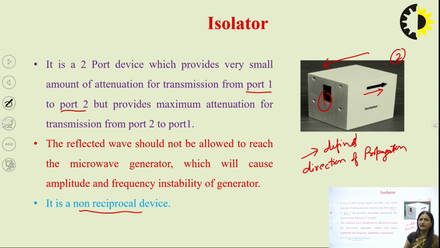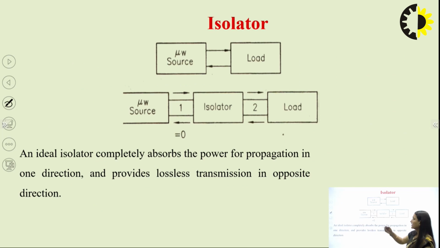This is the main property of the ferrite device which we are using in microwave signals. See here, this is your microwave source and load, and if we want to save our source, we will attach one isolator in between source and load. So the wave will be allowed to pass through from port 1 to 2, but it will not be allowed to pass through from 2 to 1, right? So an ideal isolator completely absorbs the power for propagation in one direction, and it will provide lossless transmission in the opposite direction.